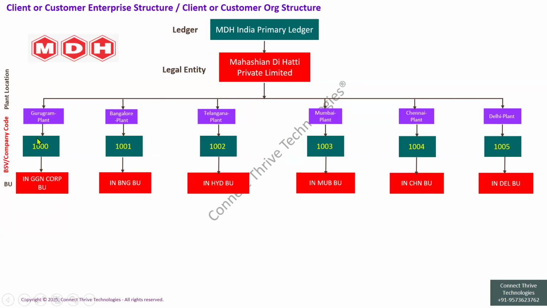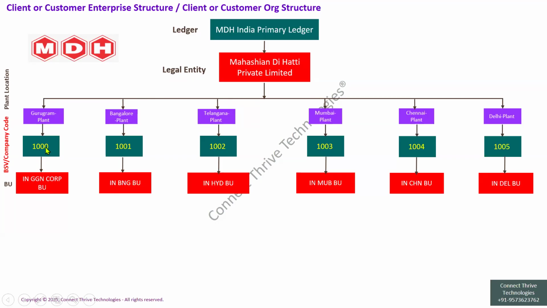So they are not going to create each plant as a different legal entity, like what is happening in the Toshiba case. It's different. They have one legal entity, and they operate under that legal entity. They are operating across the business, across the locations in India. So in this case, for each plant we can create a BU.